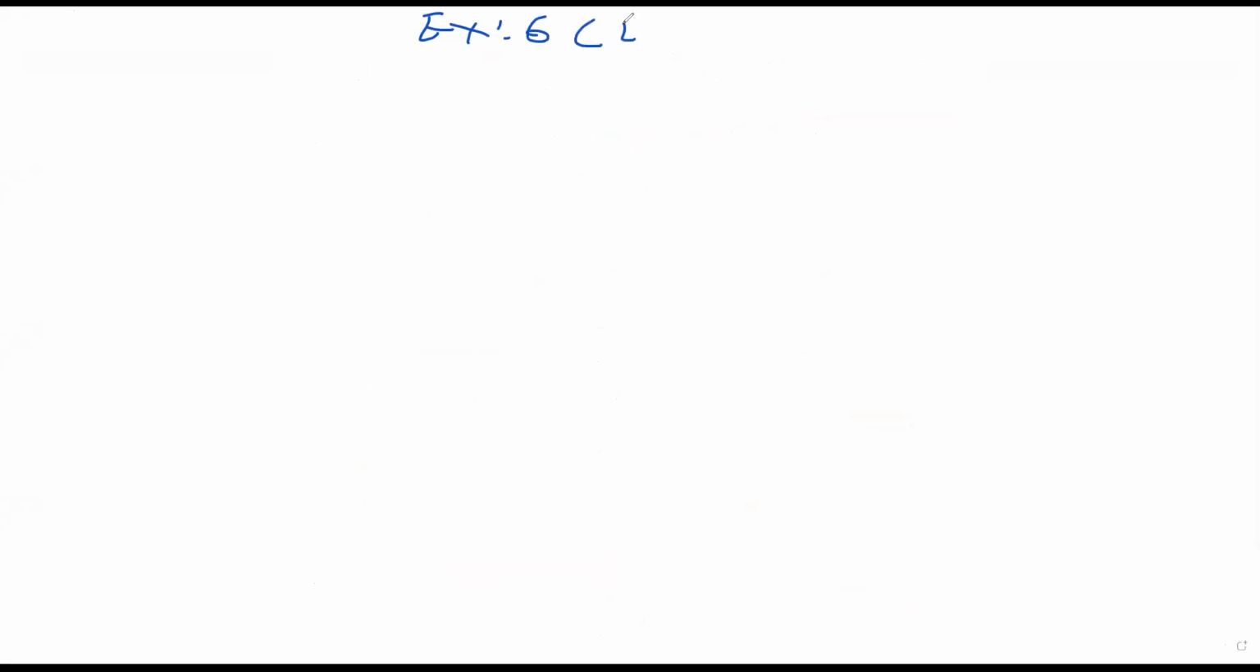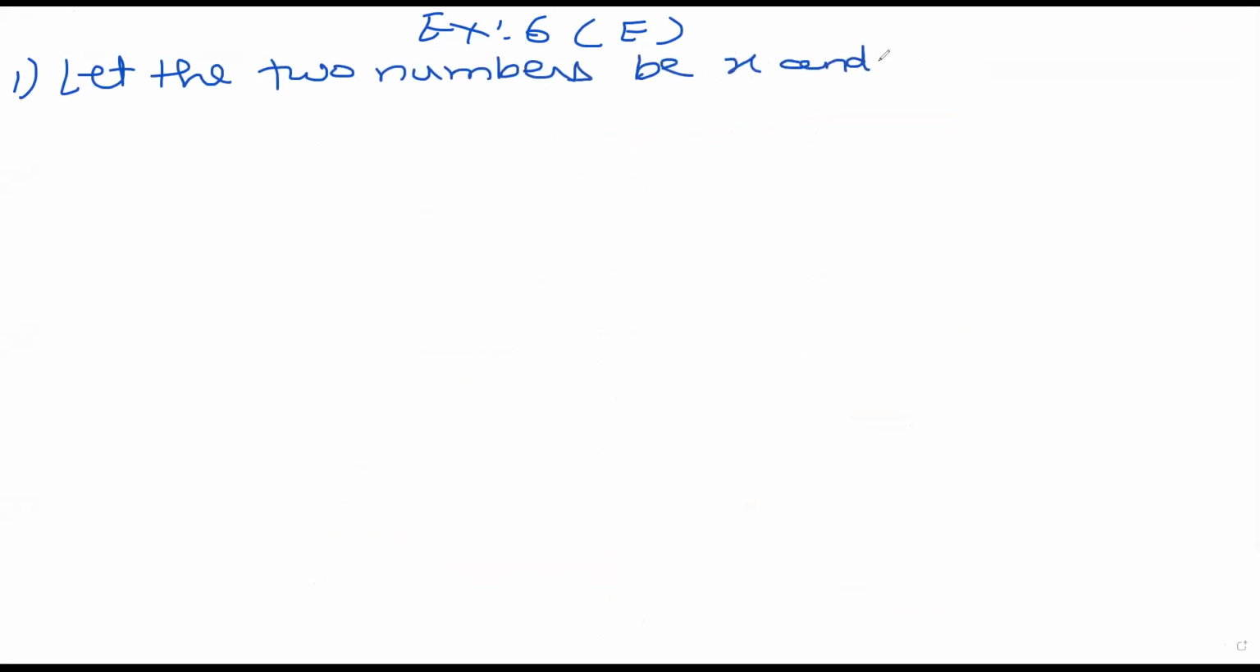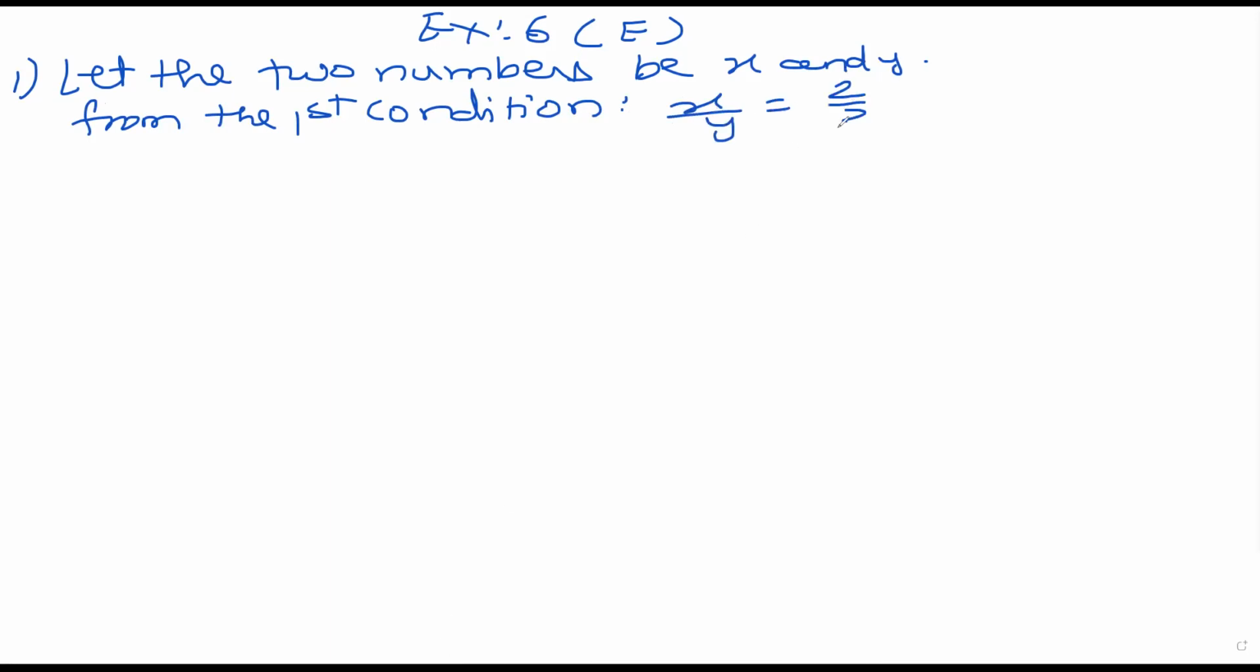Okay, so let the two numbers be x and y. The ratio of the two numbers is 2 upon 3. So from the first condition given in the problem, I'm going to write it short. What do we get? x upon y is equal to 2 upon 3. Correct. Now if you cross multiply, you get 3x is equal to 2y, or 3x minus 2y is equal to 0. Equation 1.